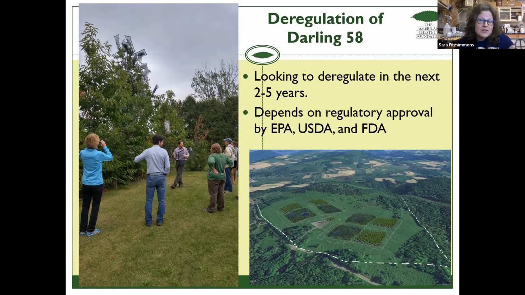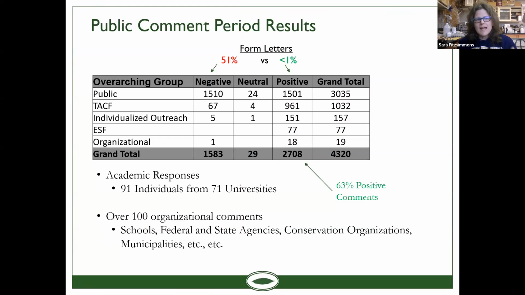So the idea is that in order to get deregulation of a genetically modified organism, of a tree species, you have to seek regulatory approval by the EPA, the USDA, and the FDA. And that process was started. So our partners at SUNY ESF, they were the ones who submitted the dossier to the USDA in January of 2020. That dossier went out for public comment at the end of 2020. And this is really interesting.